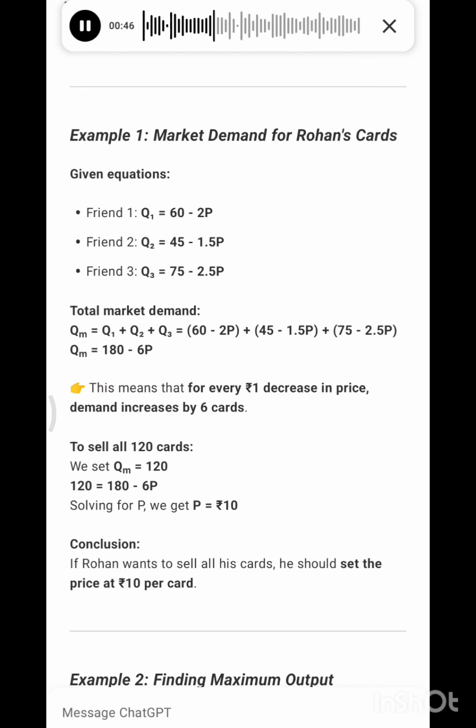To sell all 120 cards, we set Q to 120. 120 equals 180 minus 6p. Solving for p, we get p equals 10. Conclusion. If Rohan wants to sell all his cards, he should set the price at 10 per card.